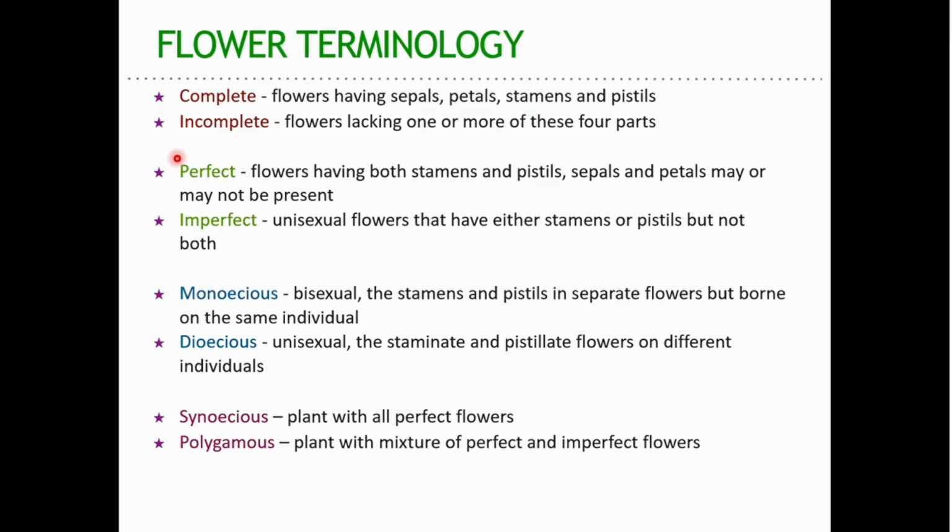And then perfect is known as flowers having both stamen and pistils. Sepals and petals may or may not be present. So the flower that has both stamen and pistil is called perfect flowers. So imperfect is the unisexual flowers. So this flower only contains either stamen or pistil, but it does not contain both. So it's only unisexual.